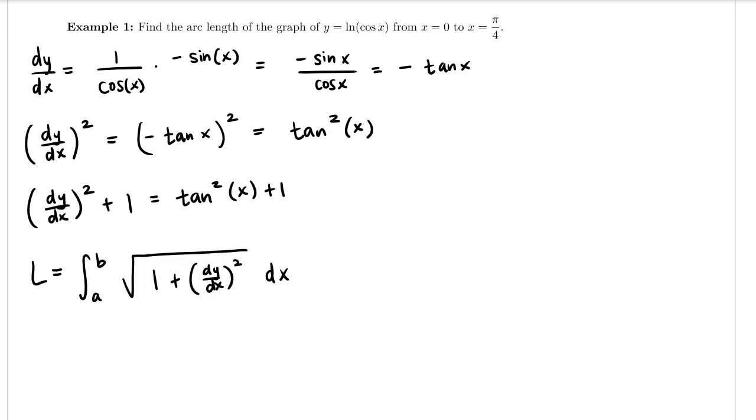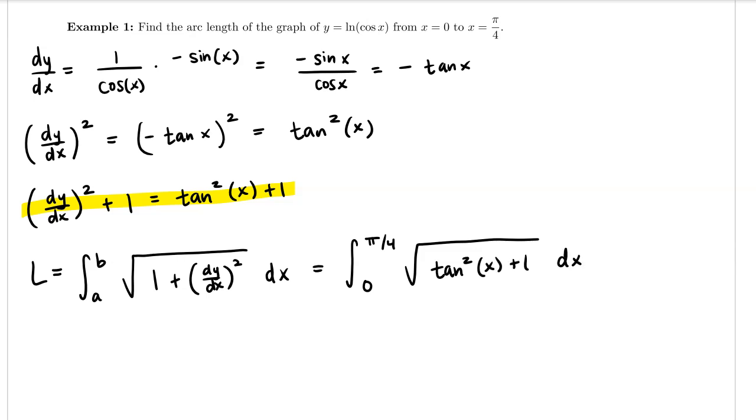So I've copied down the arc length formula, and now we can start filling in values that we know. Our lower limit of integration is 0, our upper limit is pi over 4, and then we did all this work here to find the derivative squared plus 1, so I'm just going to go ahead and put that underneath the square root. And then we have dx.